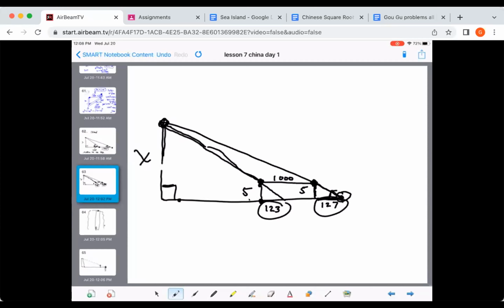Professor, were these distances given in the problem? Yes, the 123 and the 127 are given to you. There are 4 pieces of information given to you: the height of the sticks, which are the same, the distance between the sticks, and these 2 numbers.